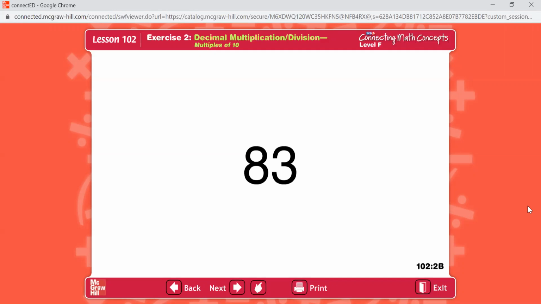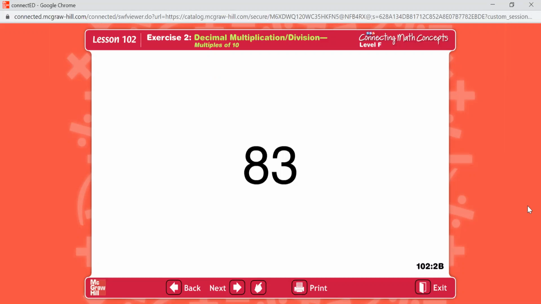Open your workbook to lesson 102 and find part 1. There are 6 problems here in workbook lesson 102 part 1. You're going to multiply or divide decimal values by 10, 100, or 1000. You'll write the new decimal value below each problem.